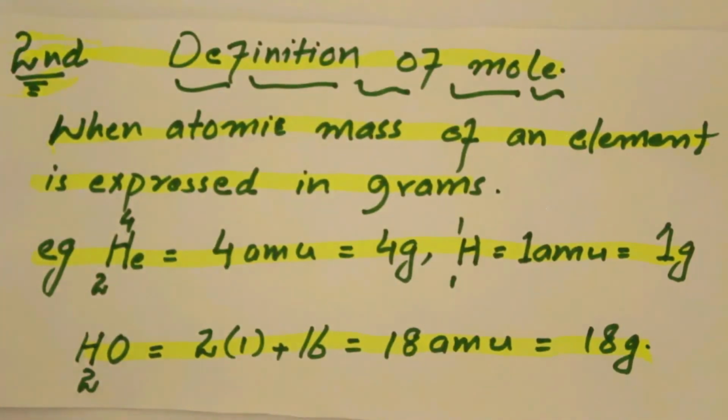The second way we can define the term mole is when we simply express the atomic mass of an atom, the molecular mass of a molecule, or the formula mass of a formula unit in grams. It is called a mole. And here we have different examples. One is atomic helium, the other one is atomic hydrogen, and the other one is the molecule of water. So here you can see that the atomic masses of these species are expressed in grams. These are called the moles of the corresponding species.